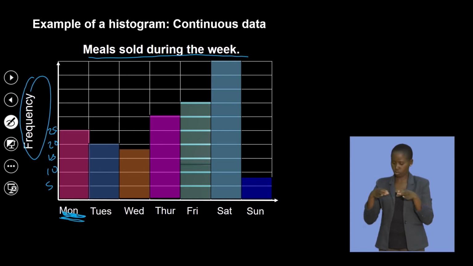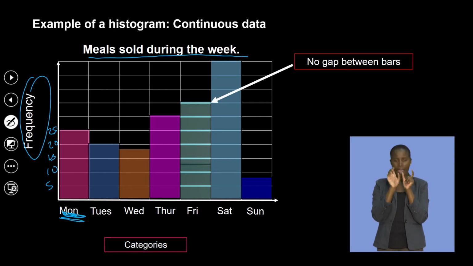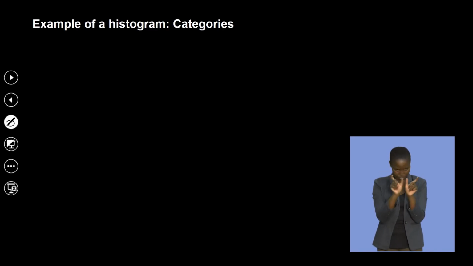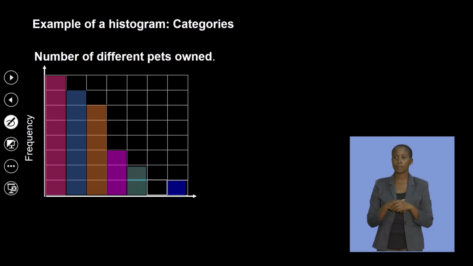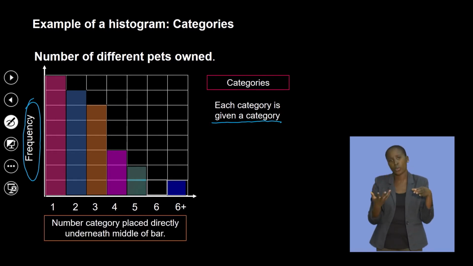So, no gaps between bars. You can see that. That's very important. Here is the number of different pets owned. There's a frequency. Each category is given a label, and the category label is placed directly underneath the middle bar.